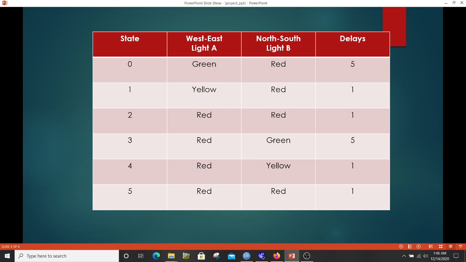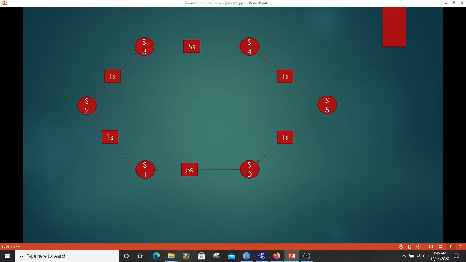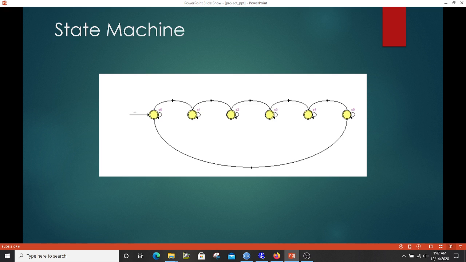Okay, so in the next slide we have seen our state flow chart. In the state flow chart we have seen that the system will be at state 0 for 5 seconds, it will be at state 1 for 1 second, then at state 2 for 1 second, at state 3 for 5 seconds, at state 4 for 1 second, and at state 5 for 1 second, and this process will be continuing. So this is our state machine.